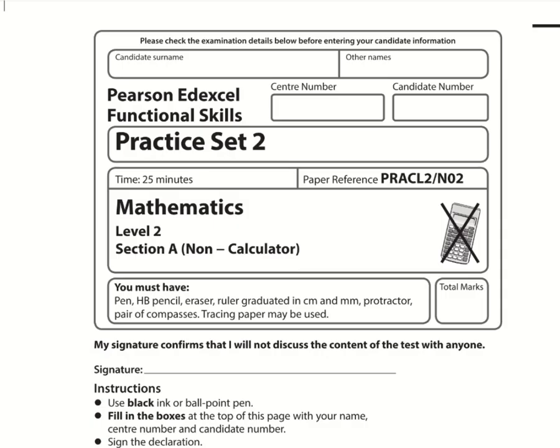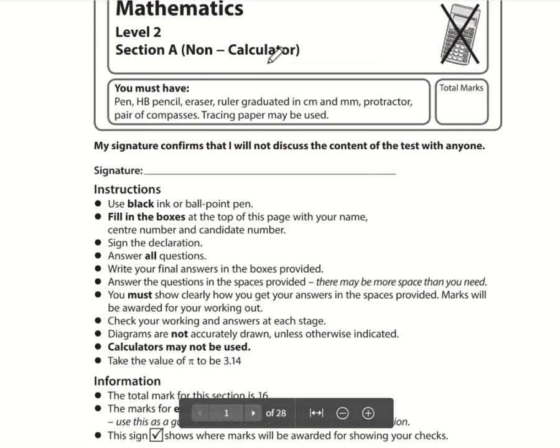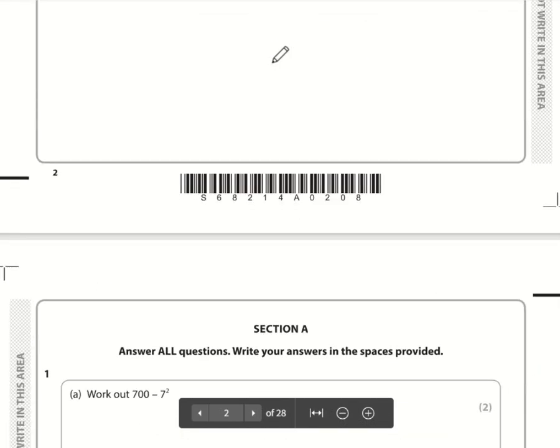Here are the video solutions for Pearson Edexcel Functional Skills Maths Level 2. This is section A, which is the non-calculator section, and this is from practice set 2. So let's take a look at question number 1.